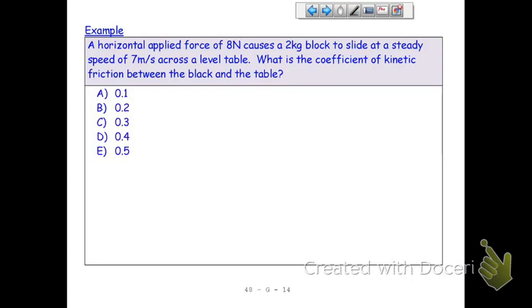Not bad. A horizontal applied force of 8 newtons causes a 2 kilogram block to slide at a steady speed of 7 meters per second across a level table.